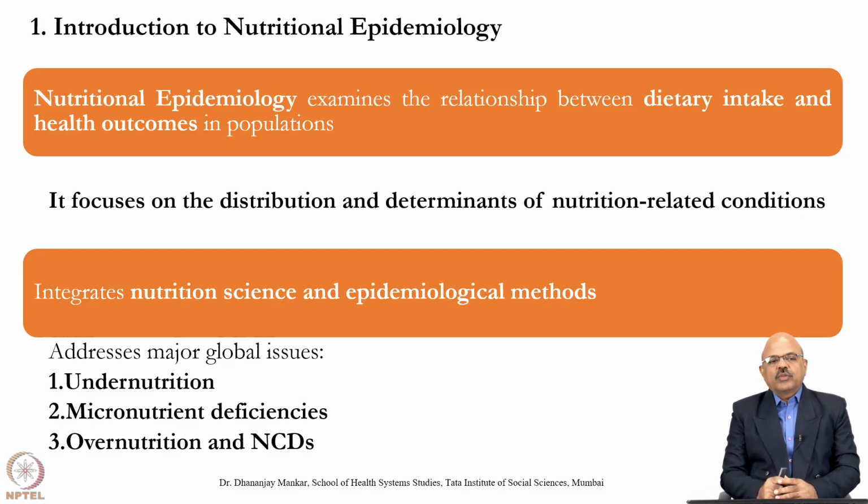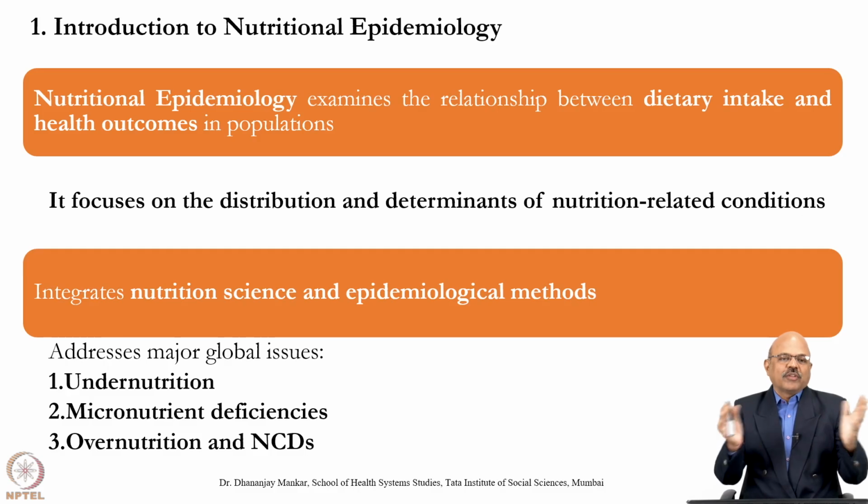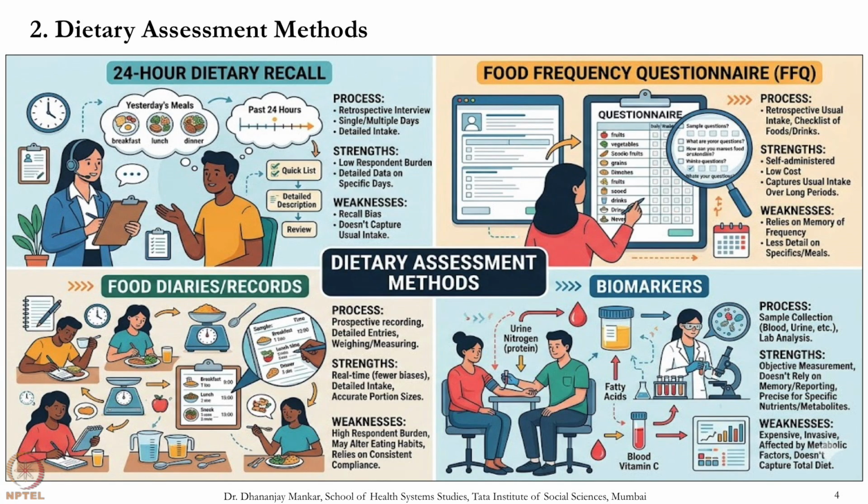Nutrition epidemiology focuses on the distribution and determinants of nutrition related conditions. So, a whole lot of nutrition related conditions are very important to consider as a whole in nutritional epidemiology. Nutritional epidemiology also integrates nutrition science and epidemiological methods. It addresses undernutrition, micronutrient deficiencies, and overnutrition and non-communicable disease. So, nutrition epidemiology examines the relationship of the diet and the health outcomes in the population.